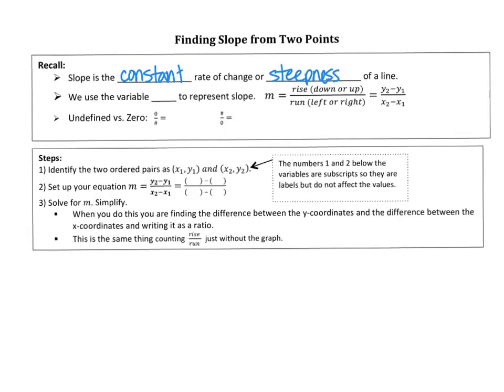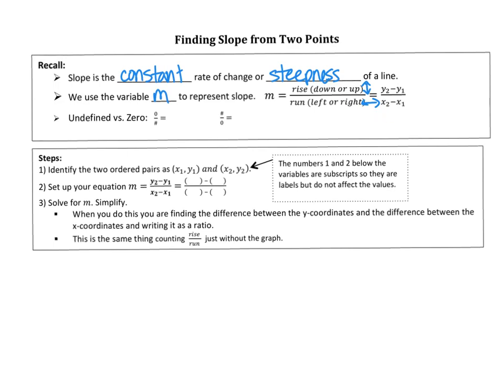Slope is the constant rate of change, or the steepness of a line. We use the variable m to represent slope. The slope is the rise, which is our vertical change up and down, over the run, which is our horizontal change from left to right. As we saw in the previous slide, we could actually take the difference to find the distance between our two y coordinates to find our vertical change, or our rise. And we could take the difference to find the distance between our two x coordinates to find the horizontal change.